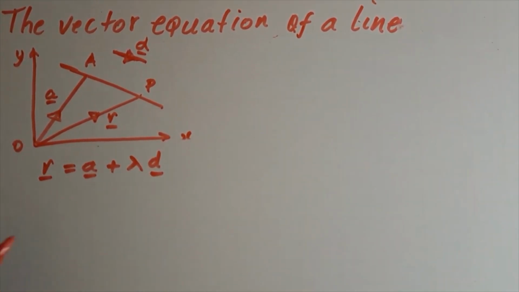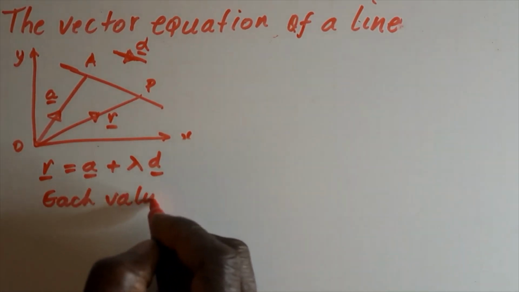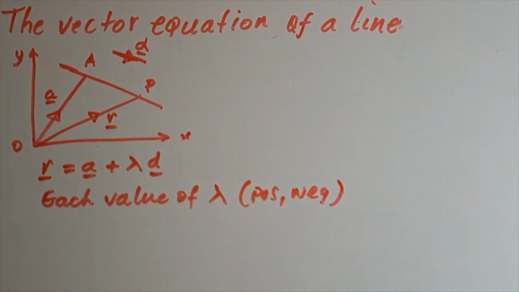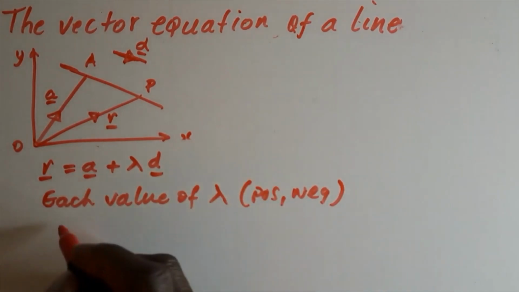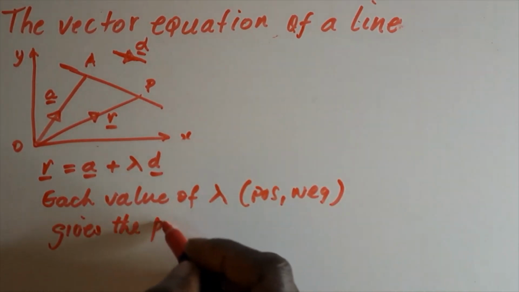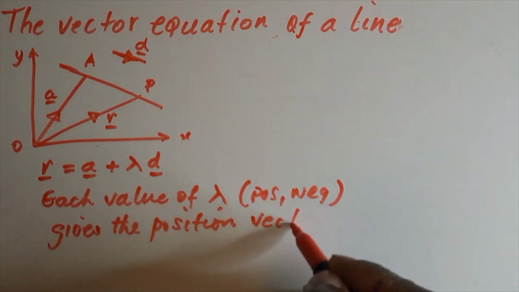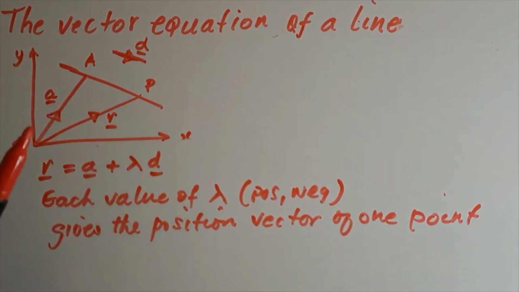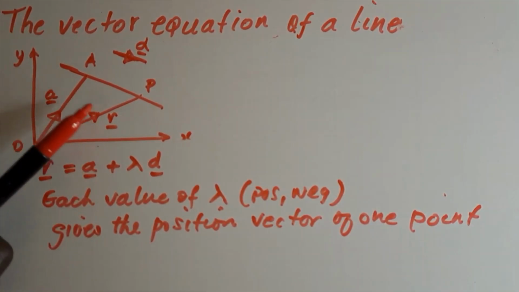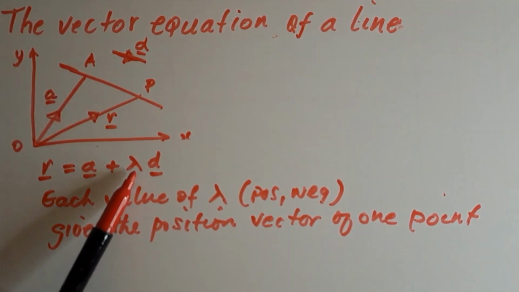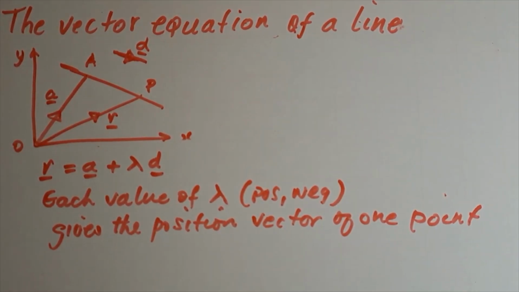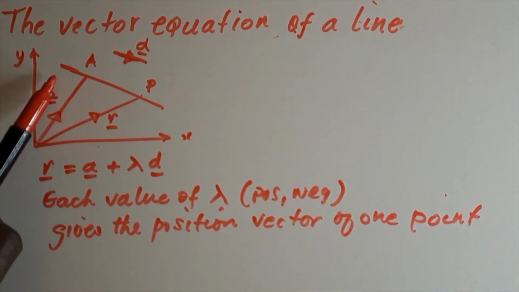Now what are the key points about the vector equation of a line here? Each value of lambda, whether it be positive or negative, gives the position vector of one point. So it's a way of modeling the movement of R along this line here. All we have to do is change the value of lambda and we get a different position. And for different values, we can actually find a position vector for each point on this line.